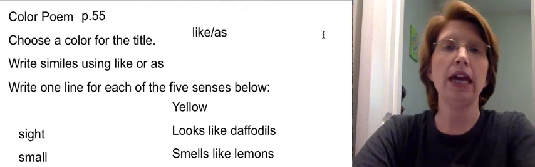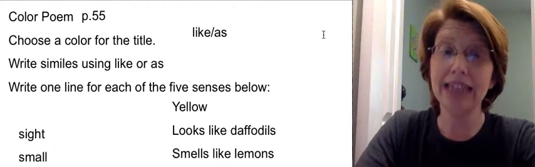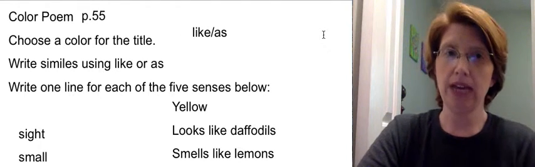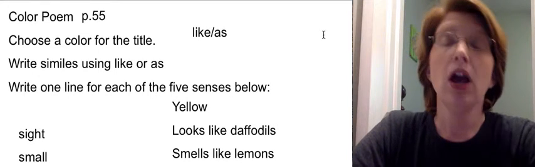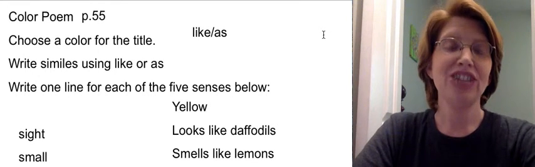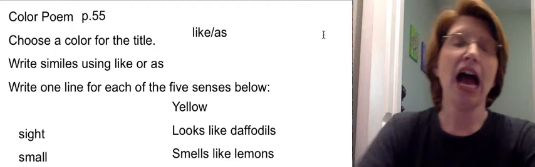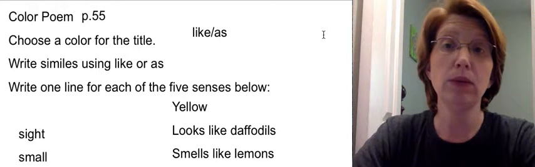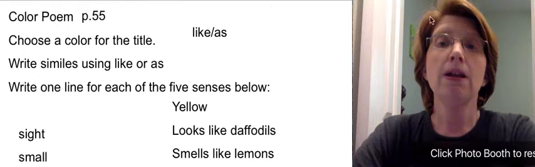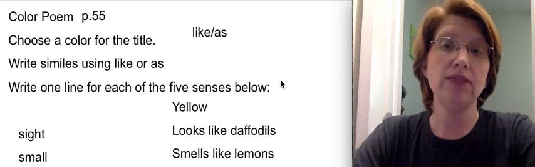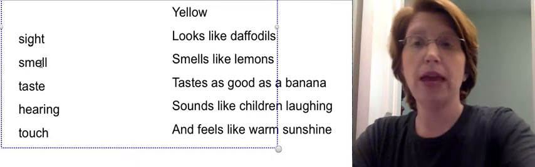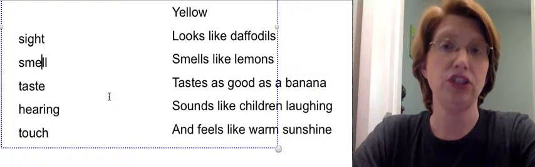Okay, so it was as bright as the sun. I swim like a fish. Those are similes to compare something, okay? I was as grumpy as a bear. And, well, that probably was true, okay? So we're going to write one line for each of the five senses. So sight, whoops, spelled that wrong. Sight, not small, smell, taste, hearing, and touch.